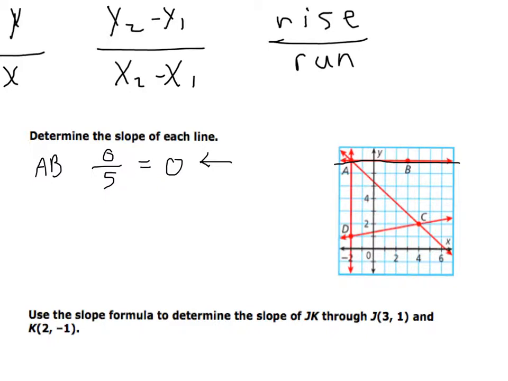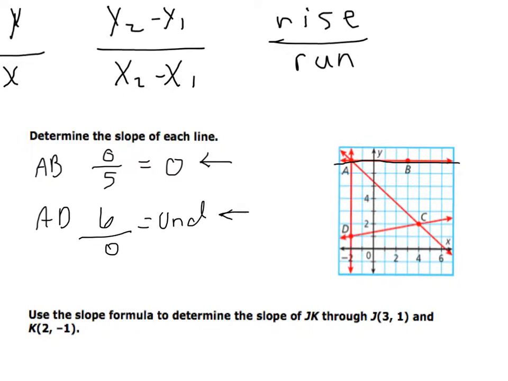Okay, let's try AD this time. In AD we'll do our rise over run again. To go from A to D, or from D to A, you would rise 1, 2, 3, 4, 5, 6. And you would run 0. Well, if you take 6 divided by 0, you can't do that. It's undefined. Now you should remember that for a vertical line, the slope is always going to be undefined.